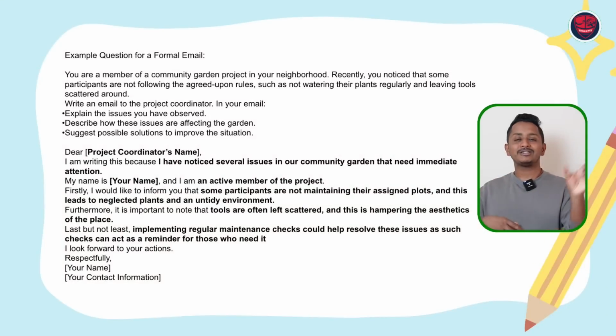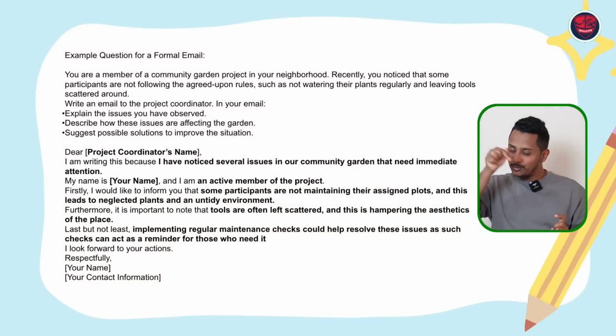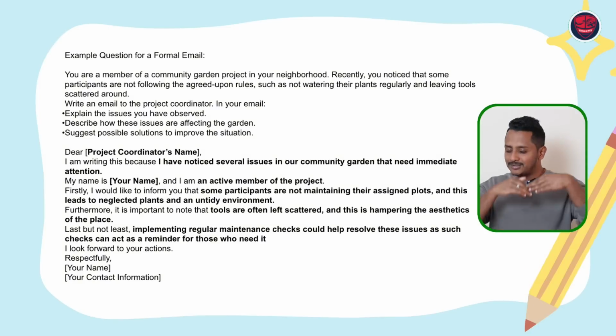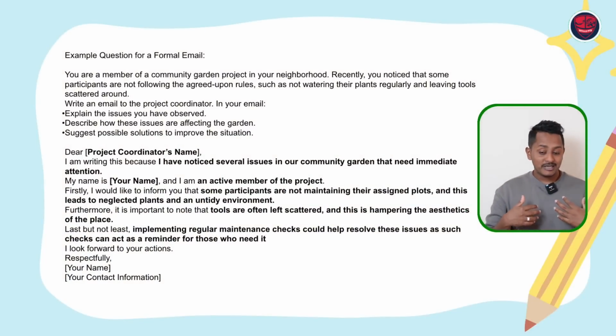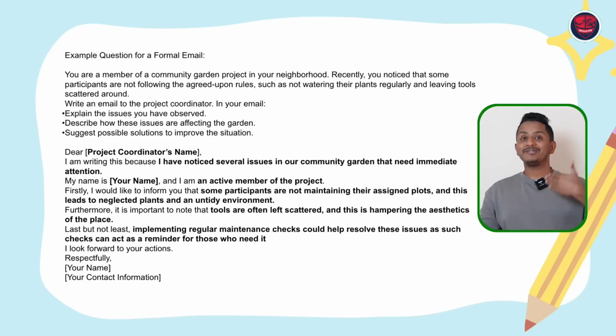Now the email convention is: Dear Project Coordinator, name has to be written. I'm writing this because this is an email convention. This is the structure that it needs to follow. I'm writing this because, now you've got to write whatever the question demands. I've noticed several issues in our community garden that need immediate attention. My name is, now you introduce yourself, and I'm an active member of the project.